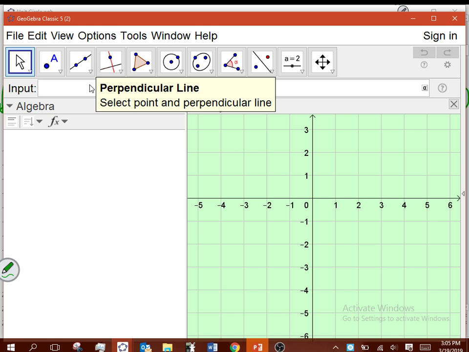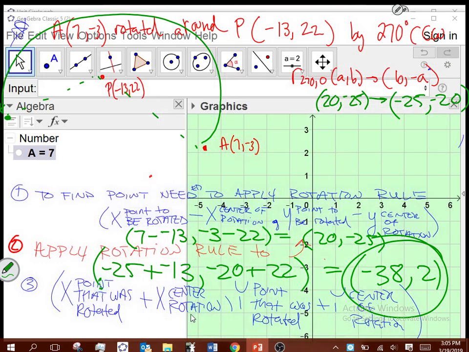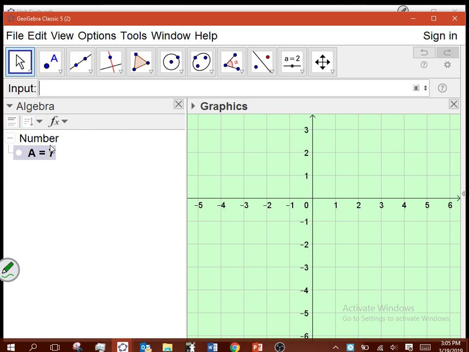So A, what point were we rotating? 7, negative 3? The beginning point was 7, negative 3. Okay, so A is 7, negative 3. The point of rotation is negative 13, 22, right?